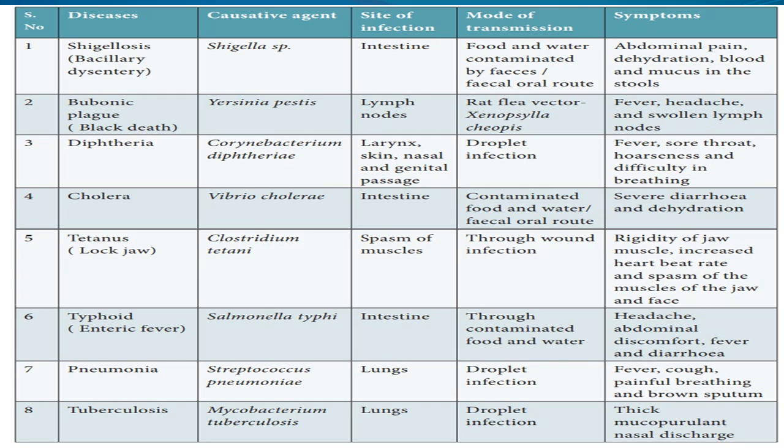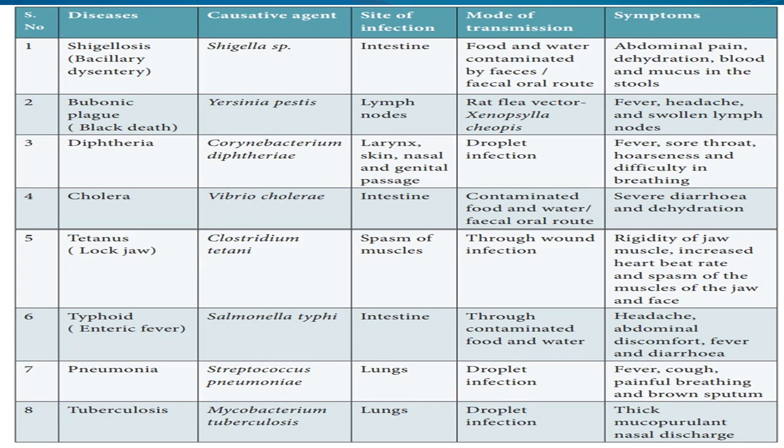Similarly, plague is caused by another bacterium called Yersinia pestis, and the lymph nodes are affected. It is transmitted through the rat and a vector. The rat carries that particular vector, and through that rat the disease spreads. The symptoms are fever, headache and swollen lymph nodes.